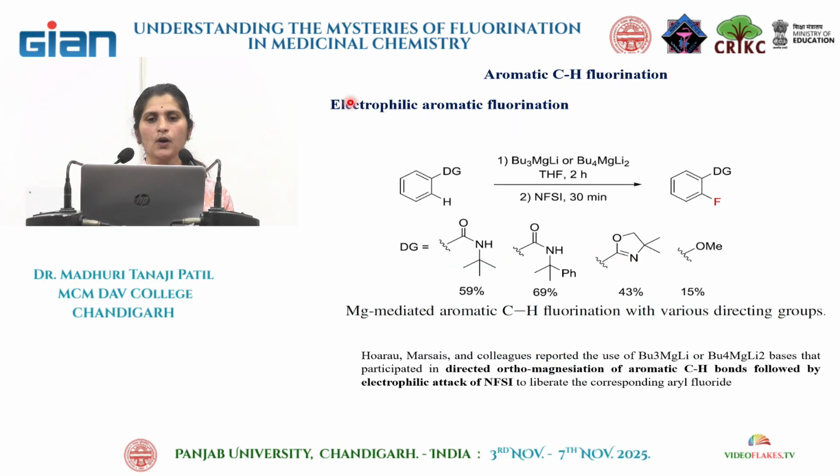Aromatic CH fluorination. Now this can be done by electrophilic reagents. So you have some directing group here, and you can have fluorine at this CH position instead of hydrogen. For that, first you have to treat it with tributyl magnesiate. This is called directed ortho-magnesiation of the aromatic CH bond, followed by electrophilic attack of NFSI. So this you can do for aromatic CH. Again I am telling you that there are many transition metal catalysts which can do this reaction, but Ravi sir will talk about that.